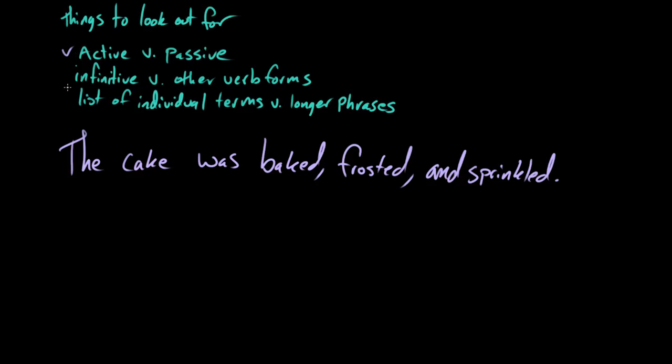We've already covered infinitive versus other verb forms. So that's to ski versus skiing. So this is what we call an infinitive form, and this is another form that's called a gerund. So make sure to keep those separate in your lists.